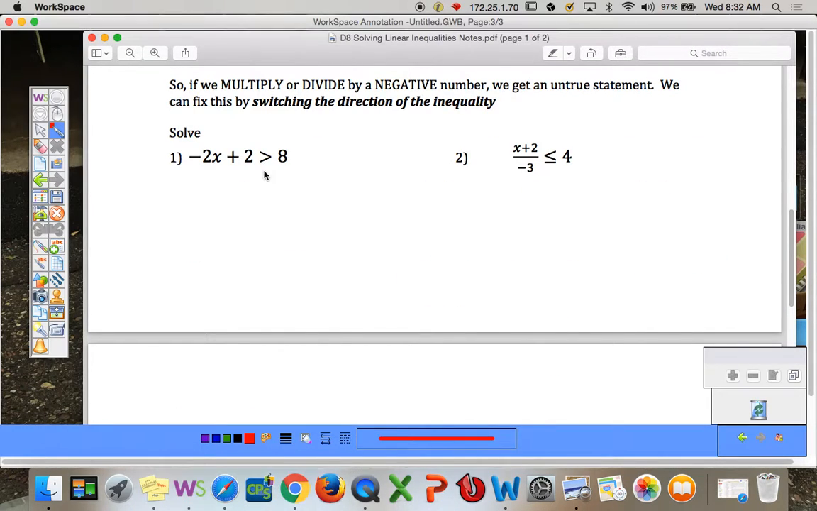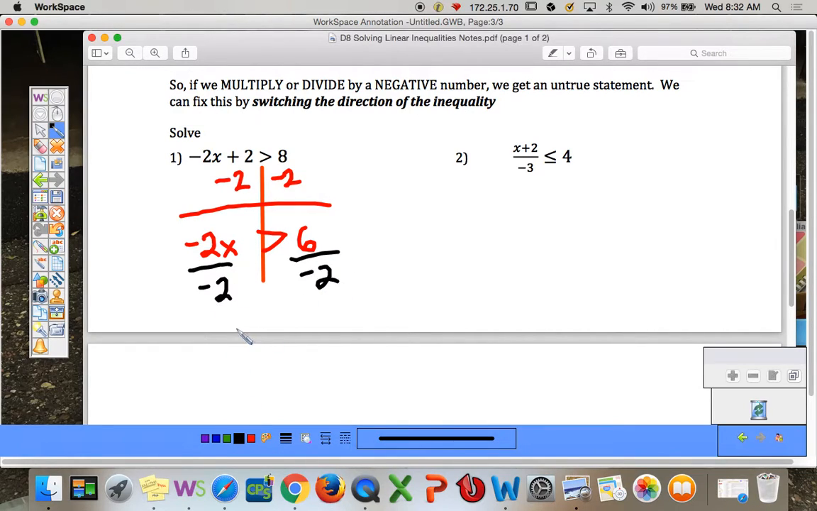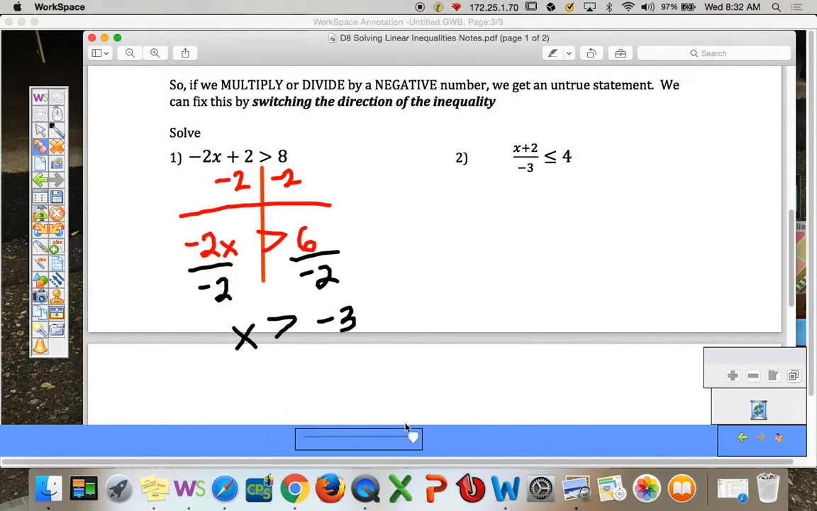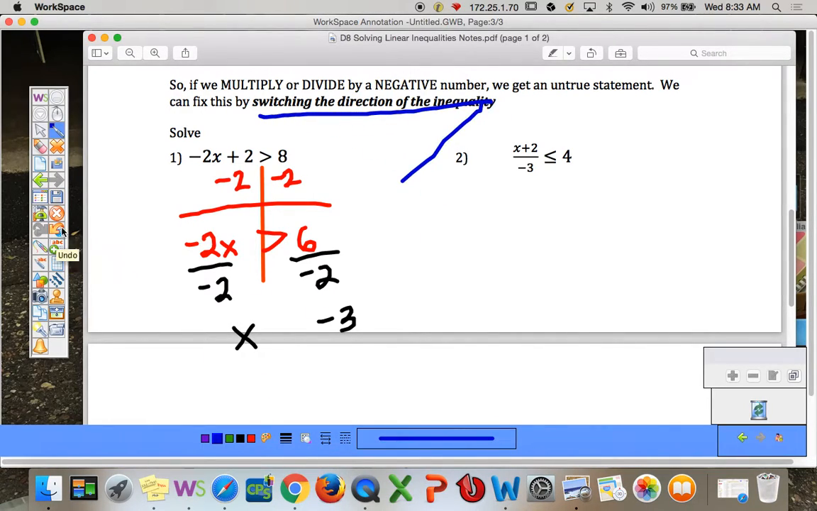So the first one, let's draw my line down here. Okay, first step, subtract 2 from each side. We get negative 2x is greater than 6. Divide each side by negative 2. So we get x is greater than negative 3. Oh, but I forgot, we have to switch the direction of the inequality. So here if we divide by a negative, we will switch the direction of the inequality. So we're switching the direction. So here is our answer.